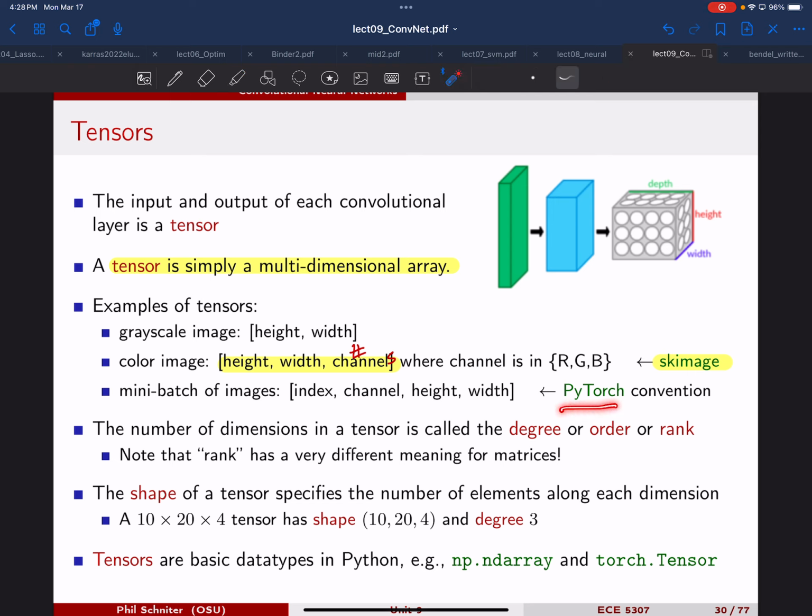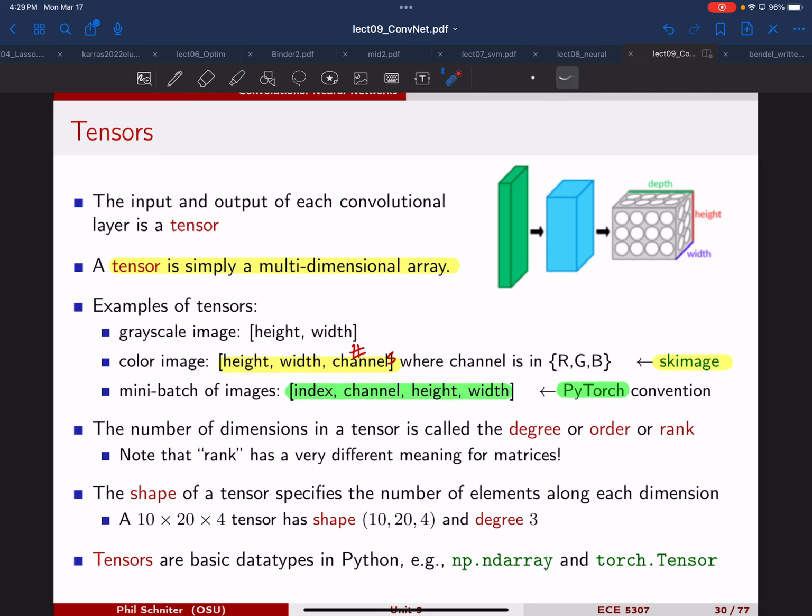First of all, PyTorch wants you to always work with mini batches. And even if you're working with a single image, that's fine. You just have your mini batch dimension equal 1. But it needs to be a 4-dimensional tensor. You would just have 1 as the size here. And notice how it does things. It does index, channel, height, width.